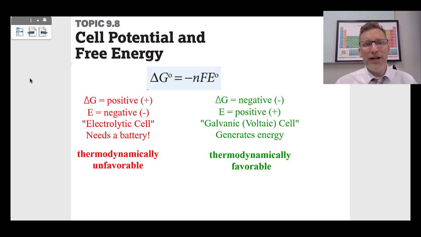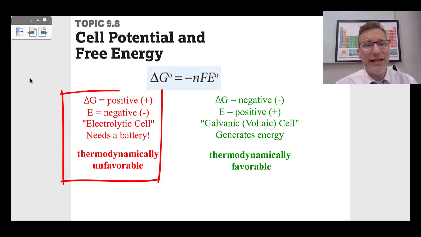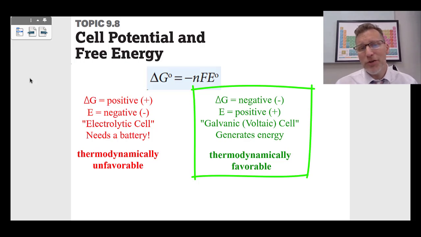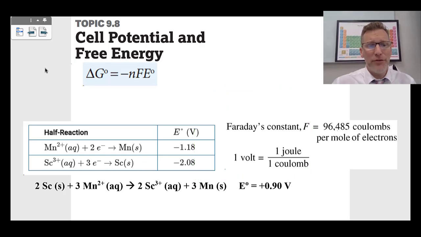Well, topic 9.8 is about cell potential and free energy. That's delta G equals negative NFE. If the delta G is positive, that means the E is negative. This is an electrolytic cell. You need a battery because that's thermodynamically unfavorable. If the delta G is negative, the E is positive, and that is a galvanic or a voltaic cell. That's what we just took a look at. That's going to generate energy, and that's thermodynamically favorable.